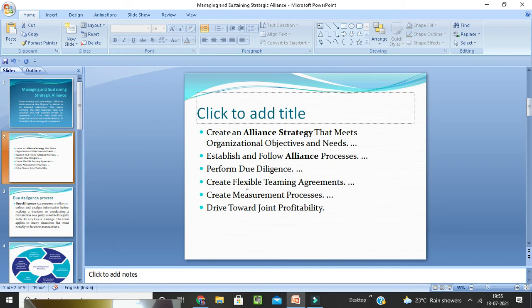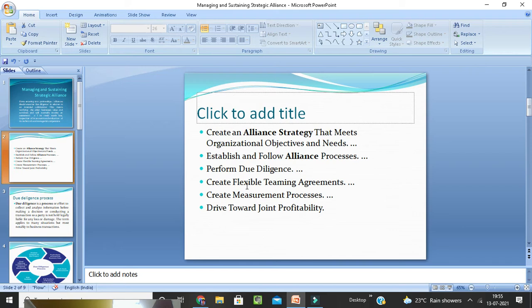See what is happening in managing strategic alliances. They will create an alliance strategy that is going to meet the organization's objectives. That means the acquaintance or the joint ventures or the joint companies of two companies. What will be their mission, vision, and objectives, and what are their needs? So that is going to be added in that, and they are creating such kinds of objectives.